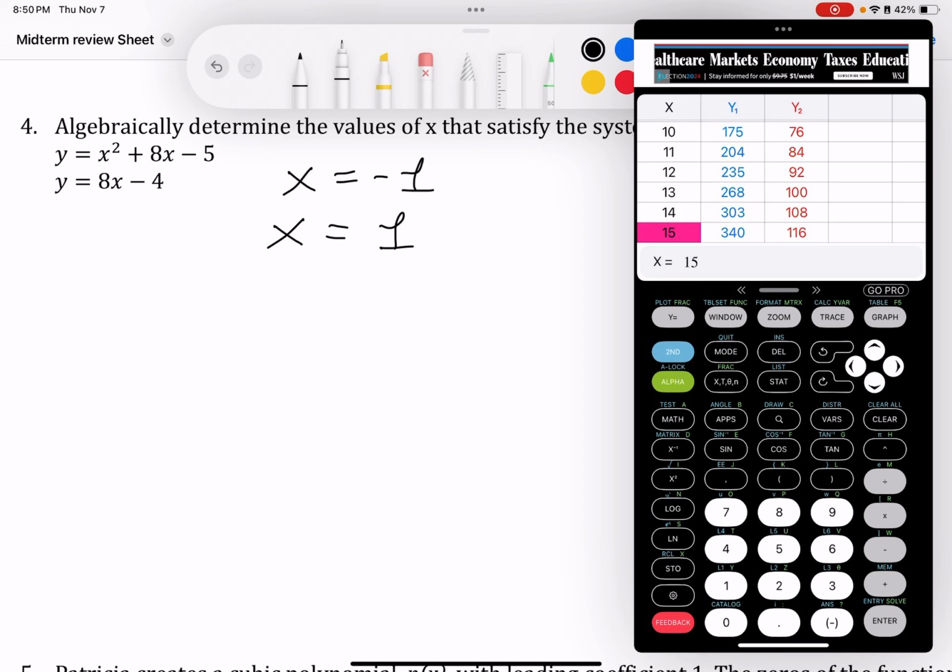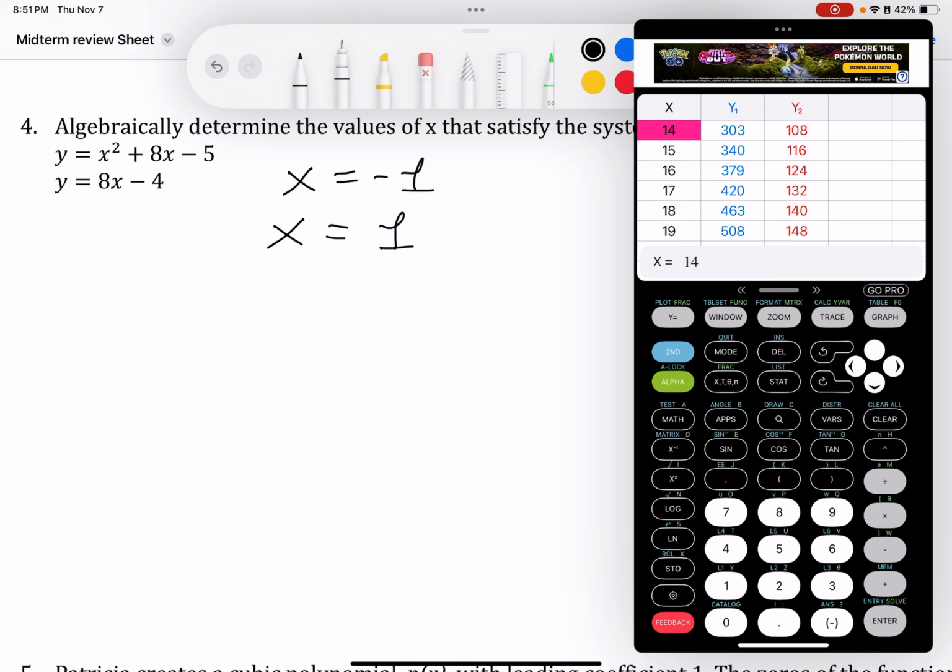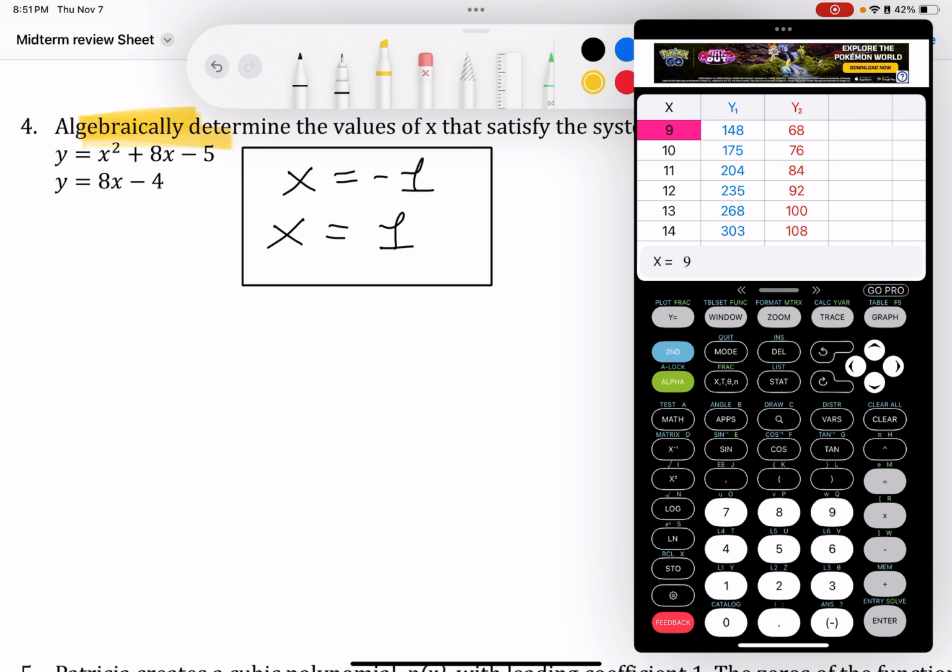There's no other points of intersection based on what I'm seeing, because these values are both going up in the positive direction. And the first one is getting a lot larger than the second one. So by looking at the table, we found our values. But it says algebraically determine the values of x. So in the next video, we're going to do this by algebra.